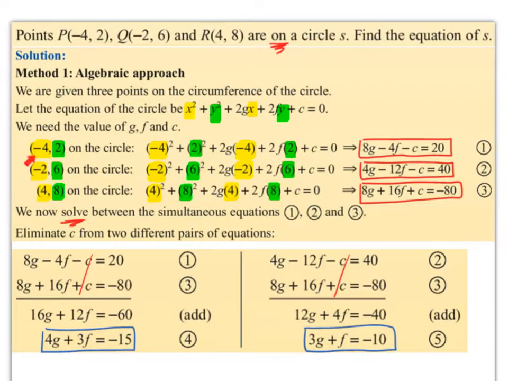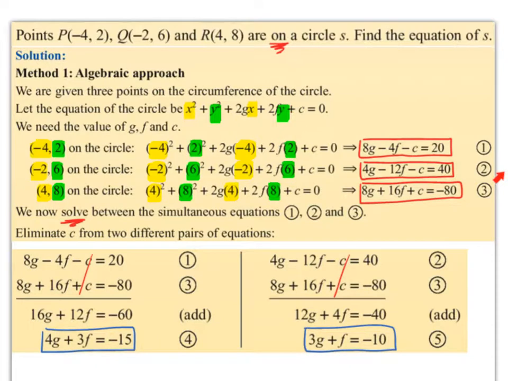We do the same with (−2, 6). Swap each of the x's for −2 with brackets, each of the y's for 6 with brackets. Multiply out the brackets and we get 4g − 12f − c = 40. Again, bring the constant over to the right. This is equation 2. Then we do the same with (4, 8). So we swap each of the x's for 4, each of the y's for 8. We get 8g + 16f + c = −80. And again, we bring the constants over to the right.